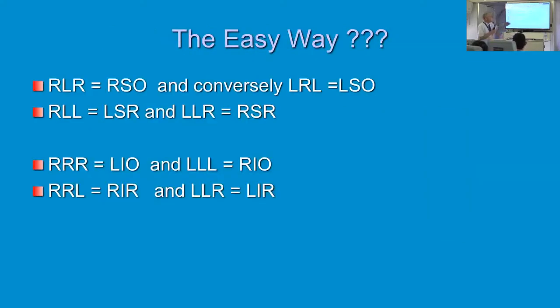So this is back to the easy way to remember this. RLR equals right superior oblique, and therefore LRL equals left superior oblique palsy. RLL equals left superior rectus, and LLR equals right superior rectus. Then RRR equals LIO, LLL equals RIO, and then finally RLR equals RIR and LLR equals LIR.